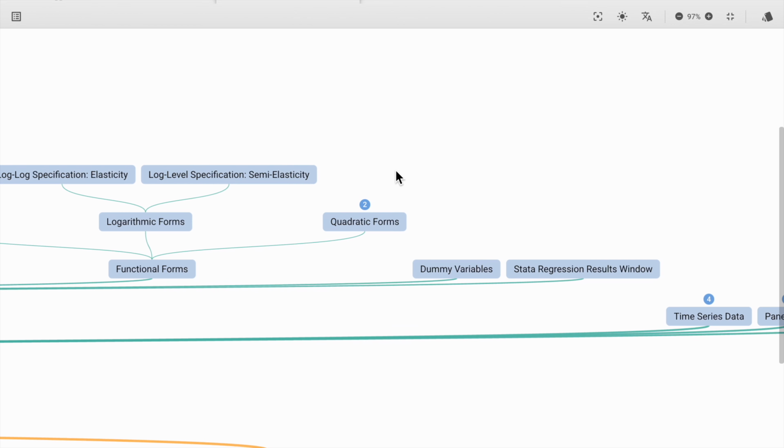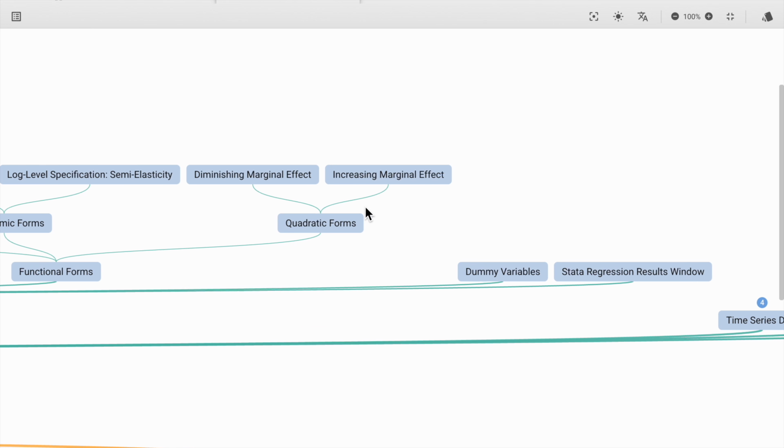Today, we have discussed the quadratic form of the explanatory variable in the regression model. It captures an increasing or decreasing marginal effect of the explanatory variable on the outcome variable.